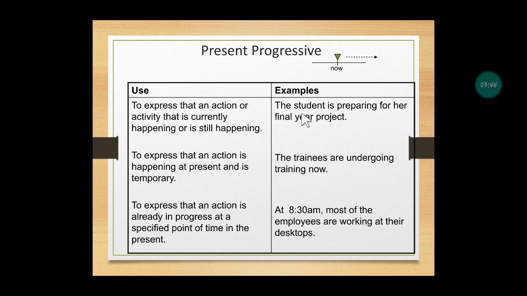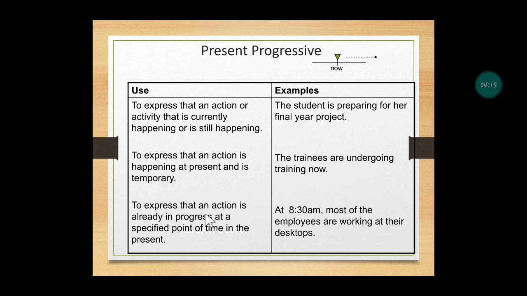That is currently happening: the student is preparing for her final year project. The action is happening now and is continuing: preparing, the ing form. To express that an action is happening at present and is temporary, something that is going to end after some time but is happening. The trainees are undergoing the training now. The training will end after some time but it is going on now for the trainees.